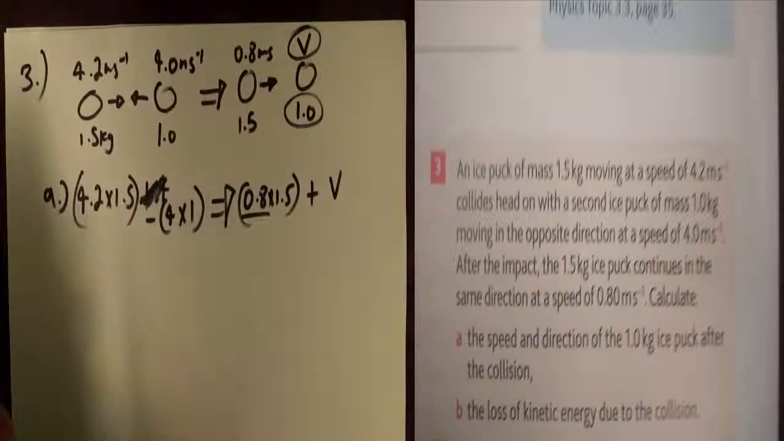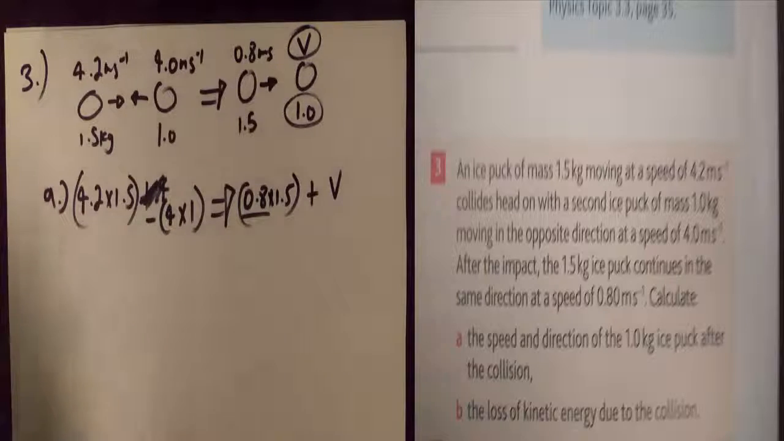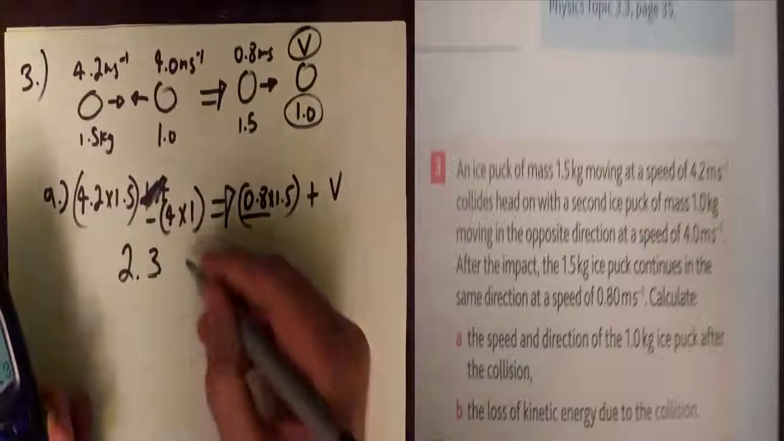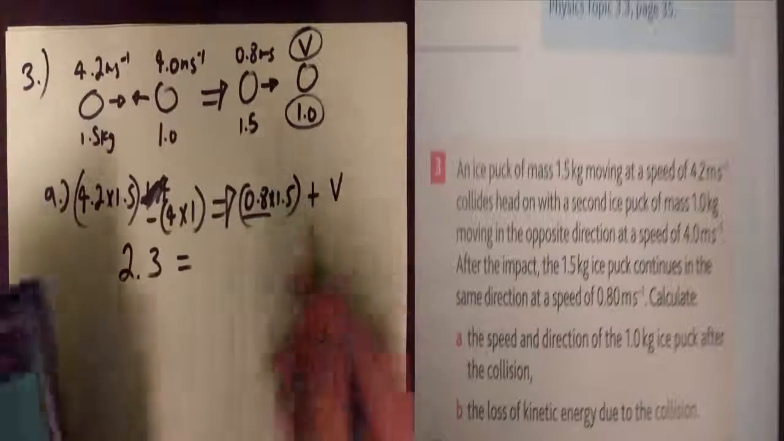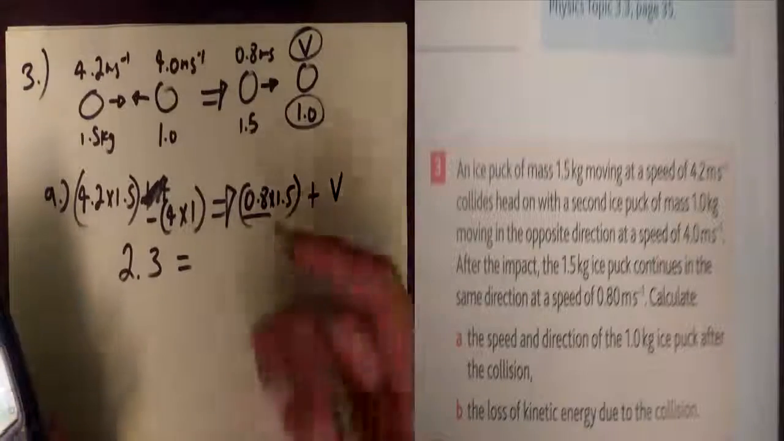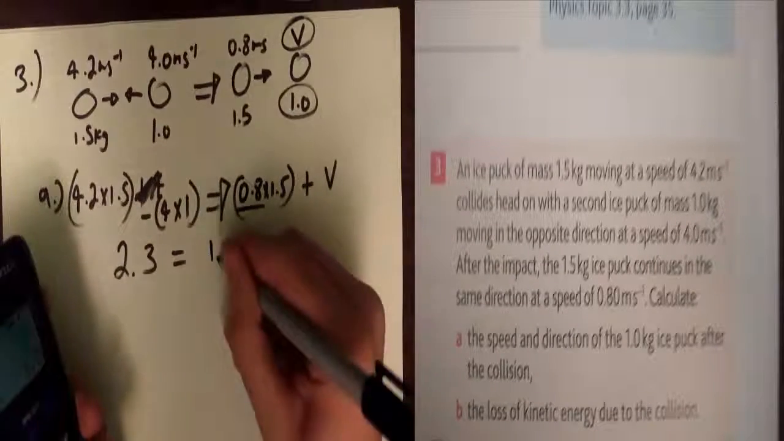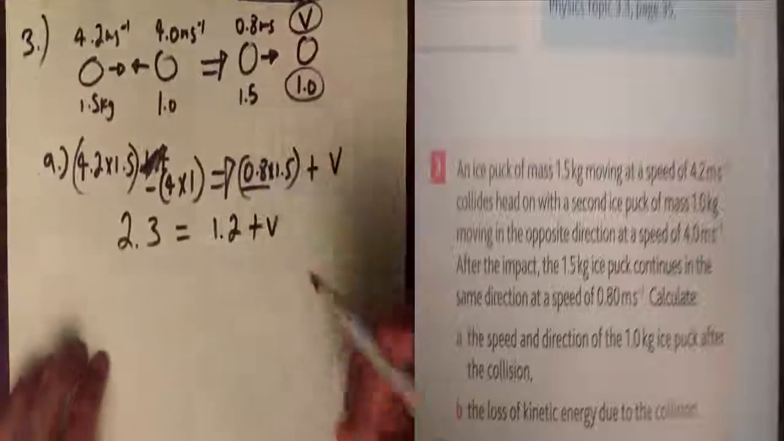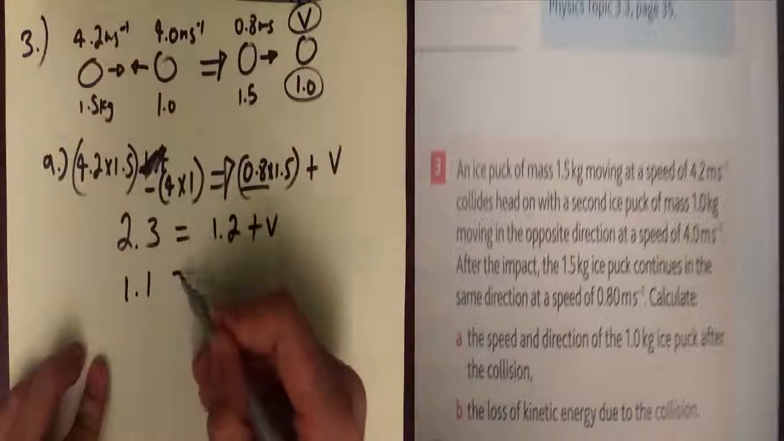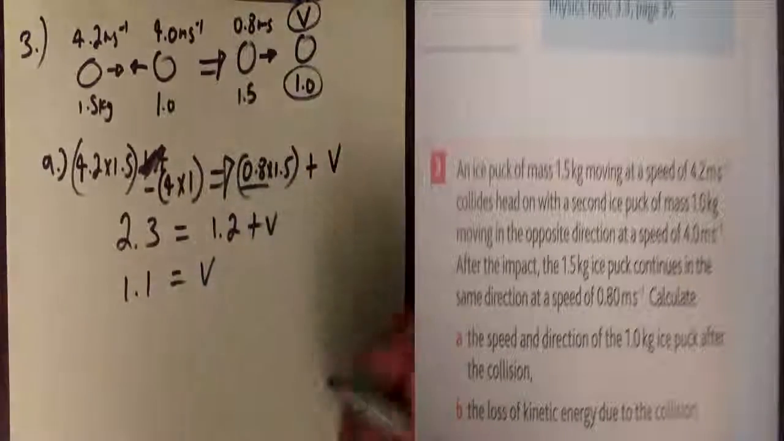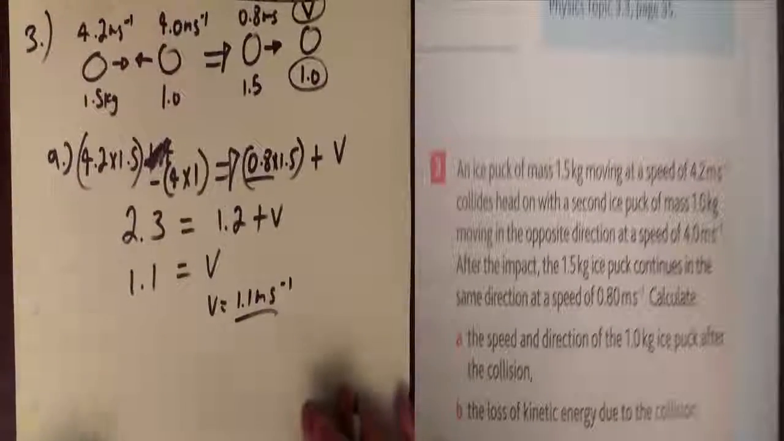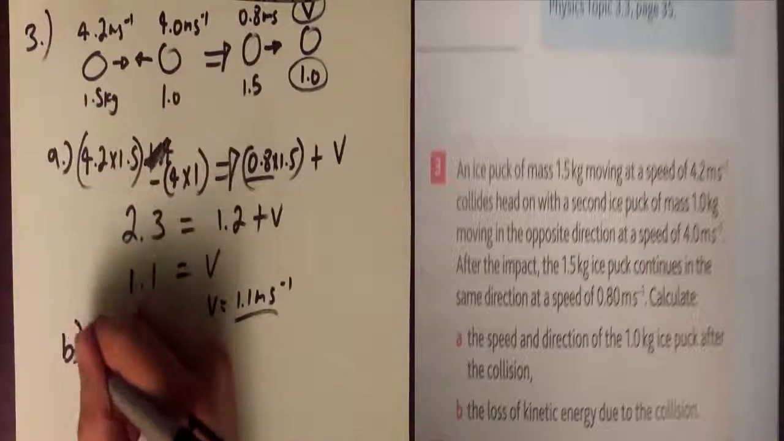Now, if we do the calculation, 4.2 times 1.5, and then take away 4, we're left with 2.3 is equal to 0.8 times 1.5, which is 1.2 plus V. Now, if we take this away from this, we are left with 1.1 is equal to V. So, V is equal to 1.1 meters per second. Nice and easy. Now, part B.